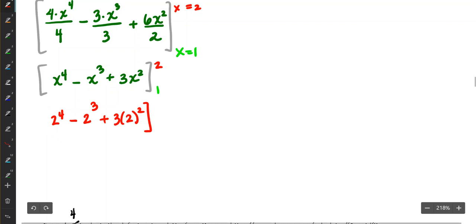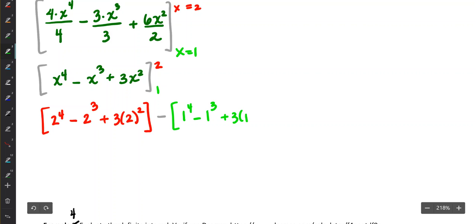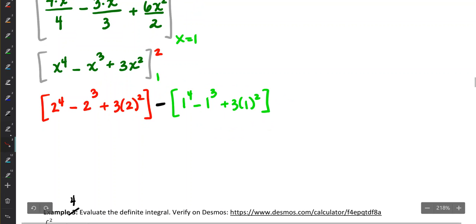That's plugging in a 2 for an x, and then we're going to subtract plugging in the 1 for the x. 1 to the 4th minus 1 cubed, that's a minus sign, plus 3 times 1 squared. All right, I didn't need the parentheses or brackets here on the red one, but I absolutely did need them on the green because I am subtracting this whole thing, right? So I want to subtract each term, or we simplify within.